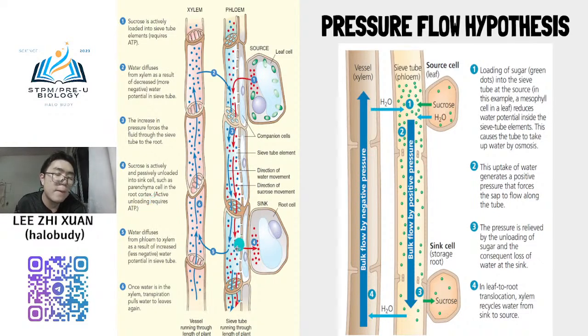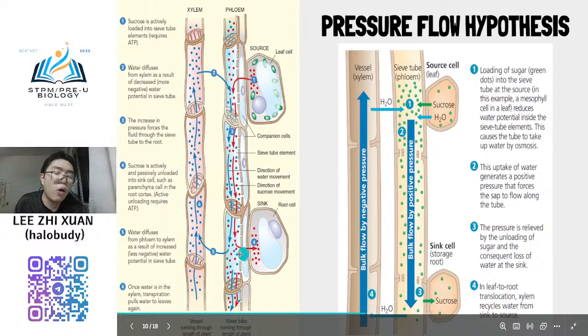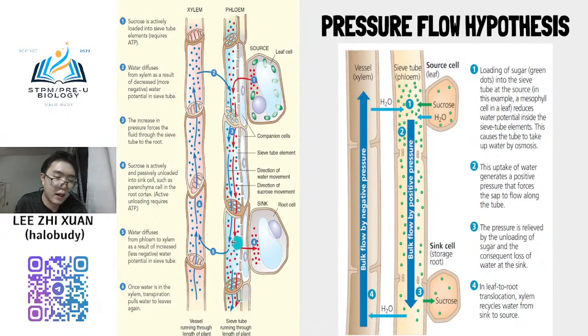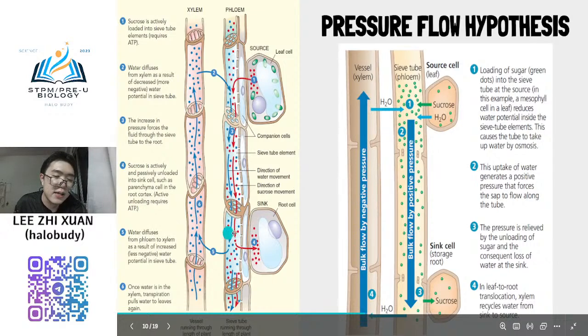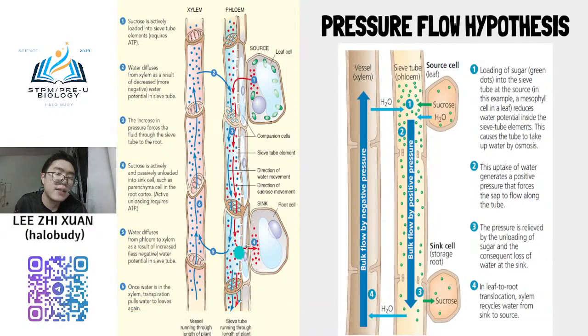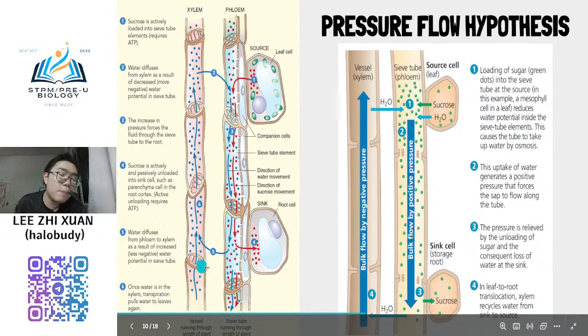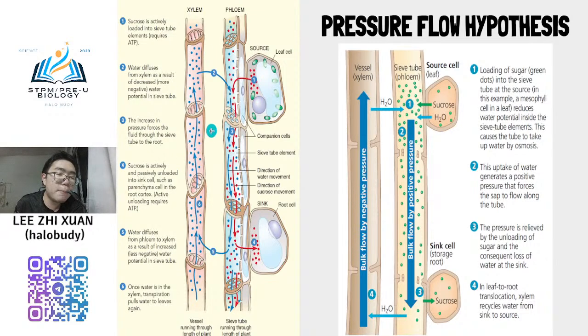Okay, so when your sucrose molecule has been unloaded into the sink, your solute potential is now decreased and your water potential is now very high, so the water molecules inside the phloem sieve tube at the sink will diffuse back into the xylem vessel again. So this is one type of recycling process. Once water is in the xylem, transpiration pull draws the water to the leaves again. So you can say it is one type of recycling process based on the concentration gradient.